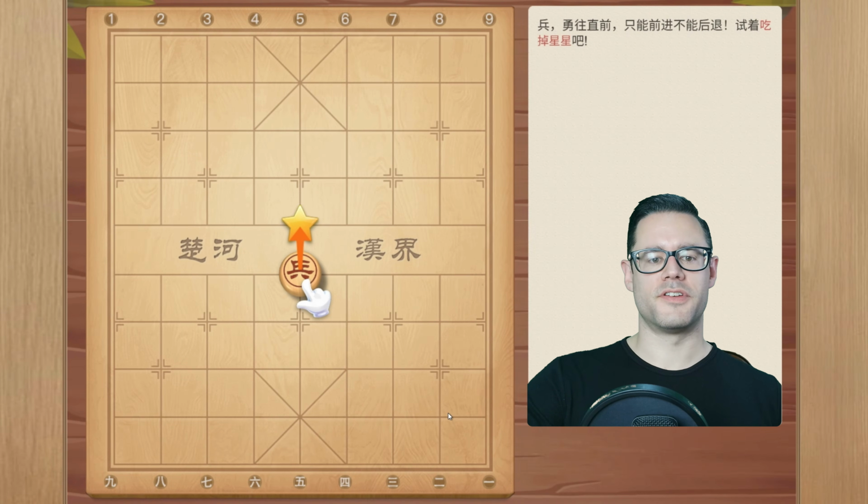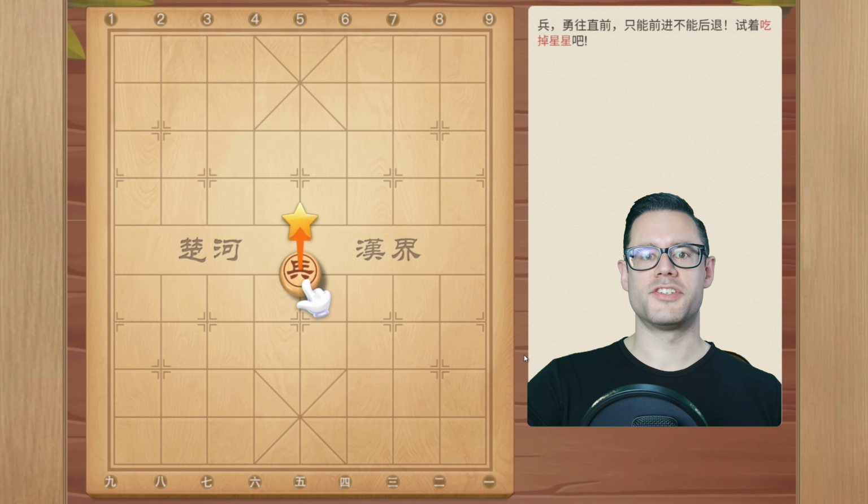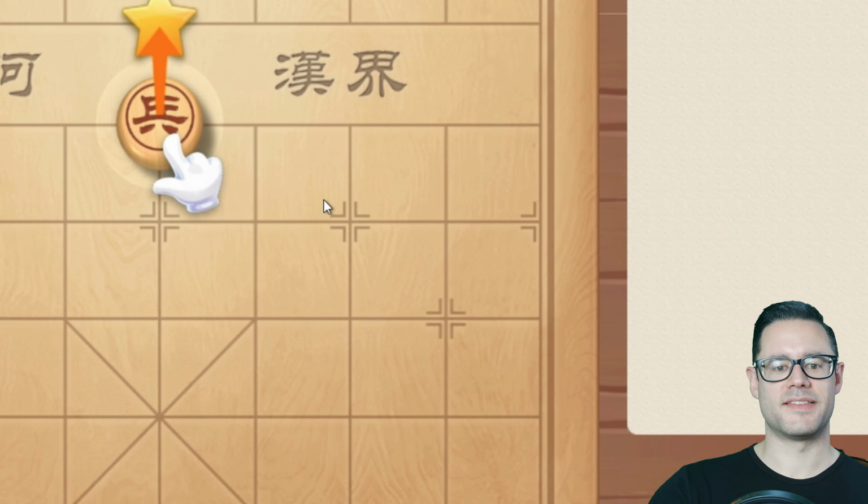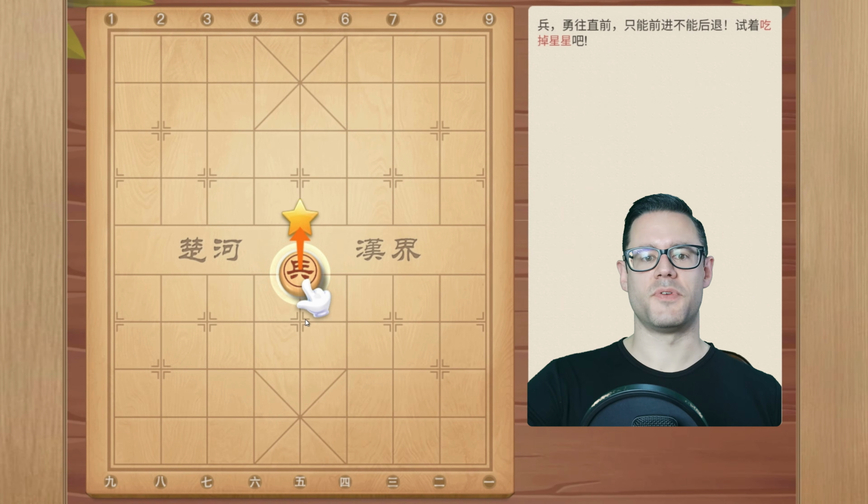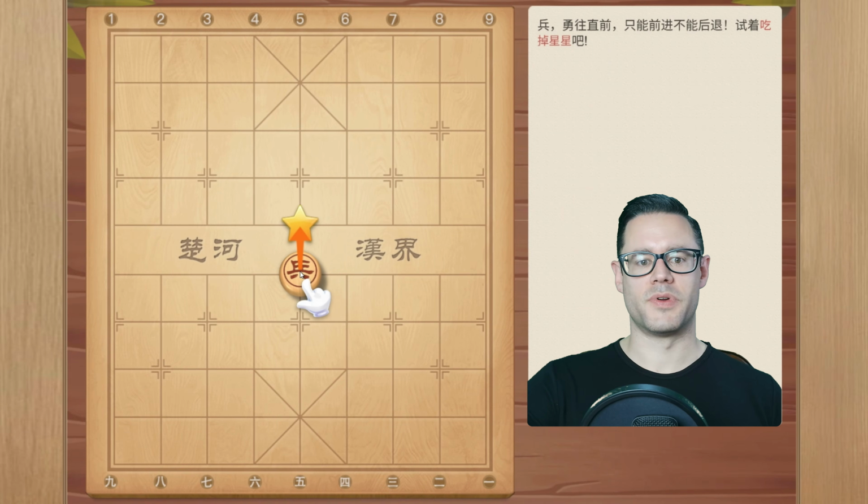Now, pawns or soldiers are kind of like pawns in Western chess. In Xiangqi, there are 5 pawns, and each one is positioned on the pawn row, and their starting positions are usually denoted by this little design here. But in this case, we've got a pawn that's already been moved forward 1 space. And pawns can only move forward. They can never move backwards.